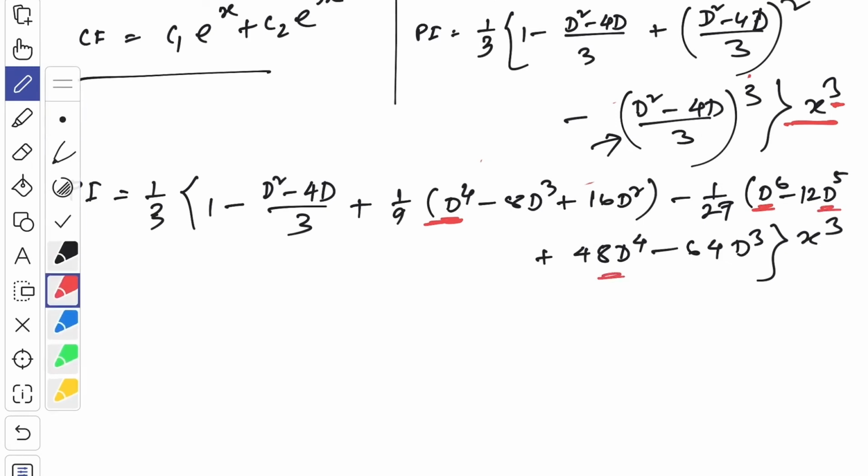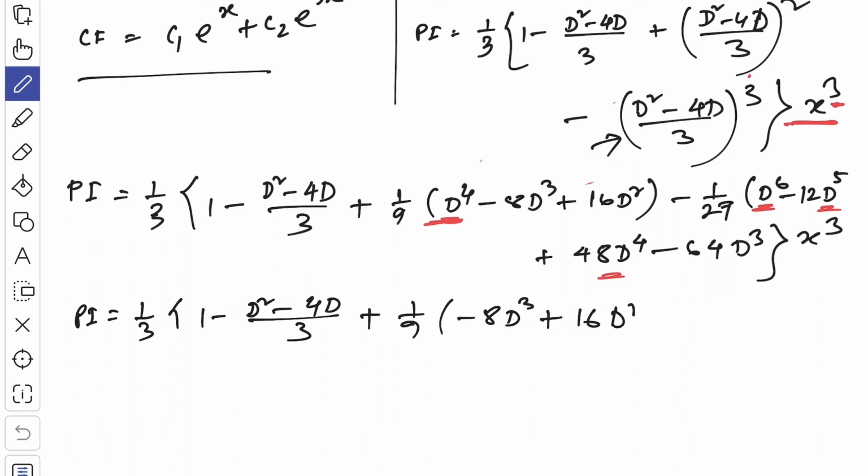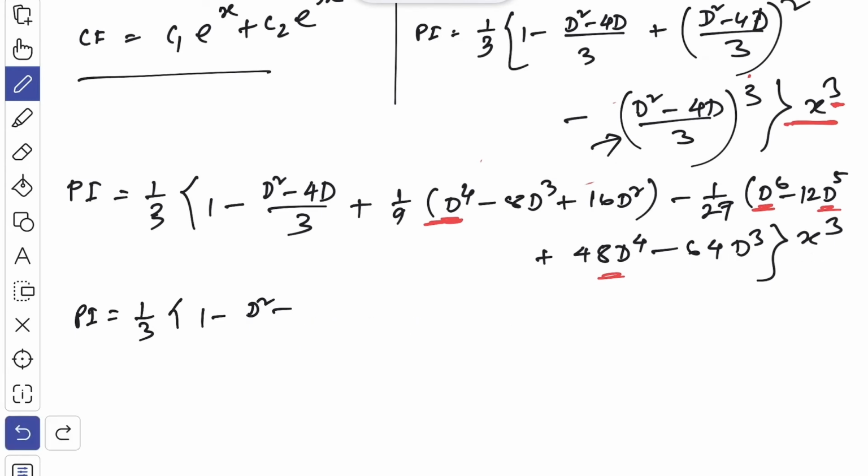So after ignoring those, we have got pi is equal to 1 by 3. So what we will get is 1 minus d square minus 4d by 3 plus 1 by 9 minus 8d cube plus 16d square. So you can multiply the x cube as well. So let me multiply this x cube with the terms inside the bracket.